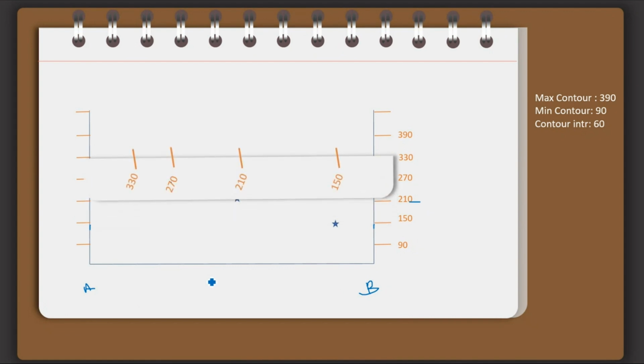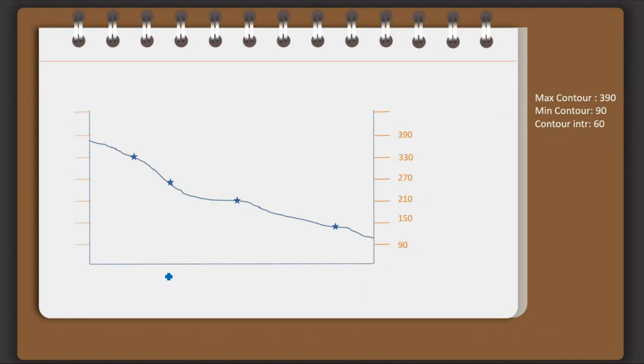Then I keep it at 330 and I plot the value of 330. Okay. Now all these points I have plotted on my section. Now the only thing I am left with is joining these points using a freehand tool. And while joining these, you have to keep two things in mind.